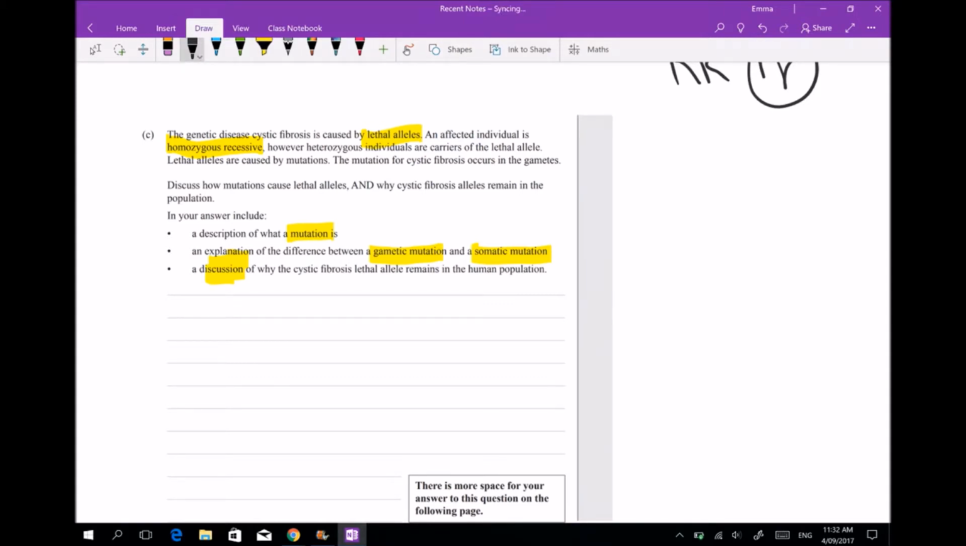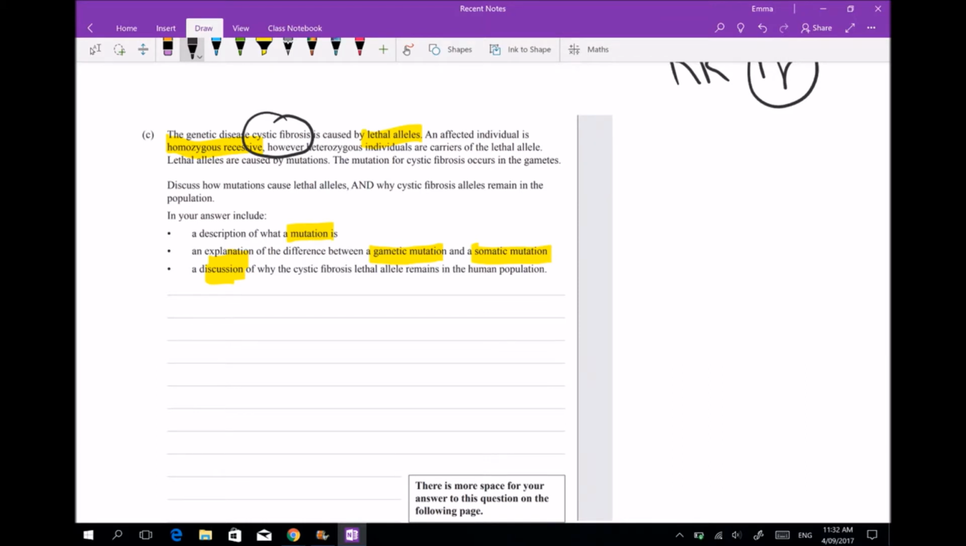Now, cystic fibrosis is a tricky one because, yes, it is an example of a lethal allele in humans, but just because you have cystic fibrosis does not mean you die at birth. Individuals with cystic fibrosis can live now because of medication into their 30s. It used to be kind of late teens, early 20s. Now these individuals can live into their 30s.